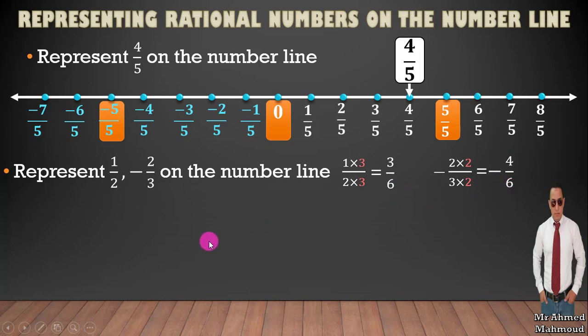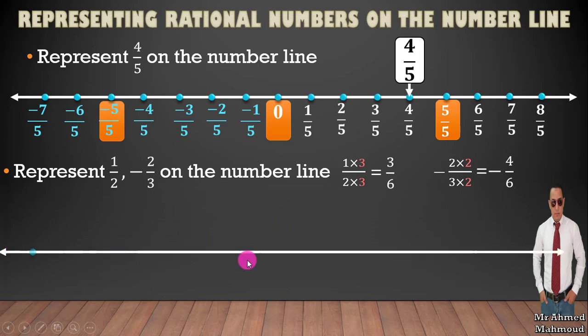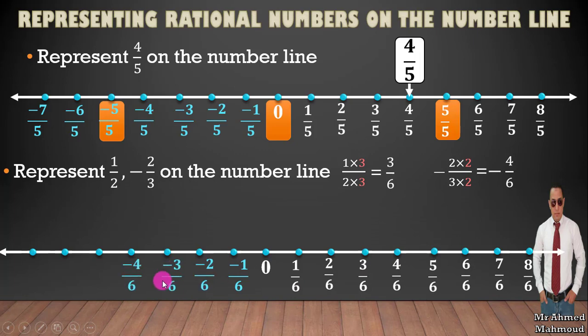So I'm going to put the whole number line over 6. 0, 1 over 6, 2 over 6, 3 over 6, and so on. And to the left, negative 1 over 6, negative 2 over 6, negative 3 over 6, and so on. Now highlight the whole numbers: 0, 6 over 6, which is 1, negative 6 over 6, which is negative 1. Now the two numbers: 3 over 6 is represented here, and negative 4 over 6 is represented here.